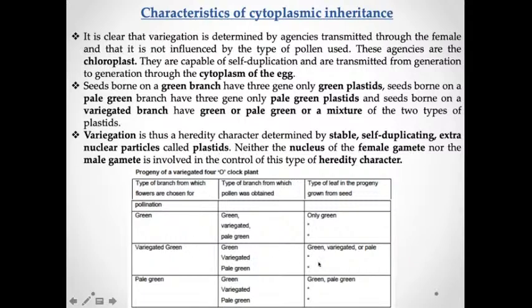So what we were seeing in the middle case was happening because of the plastids. Neither the nucleus of the female gamete nor the male gamete is involved in the control of this type of hereditary character. So no nucleus was involved, neither female gamete nor male gamete; mainly the plastid was the reason leading to this plastid inheritance.